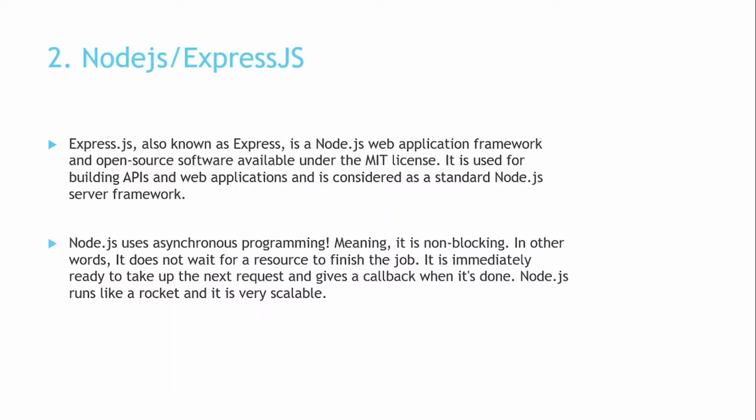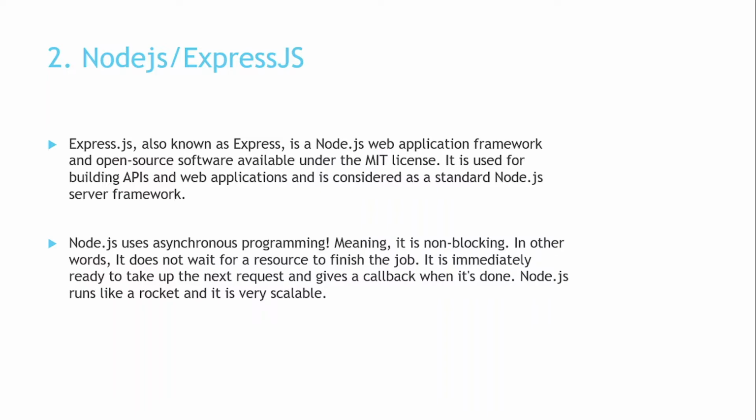Node.js uses asynchronous programming, meaning it is non-blocking. It will not block the code, or wait for one piece of code to execute and return the result. Instead, it will jump to the next code and come back to the previous code again, and then it will get the data and pass it on. In other words, it does not wait for a resource to finish the job. It is immediately ready to take up the next request and gives a callback when it's done. Node.js runs like a rocket and it is very scalable.